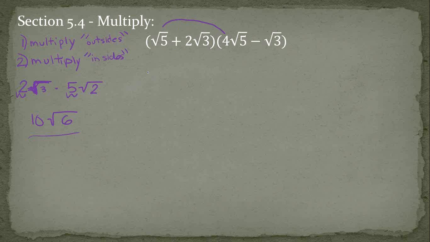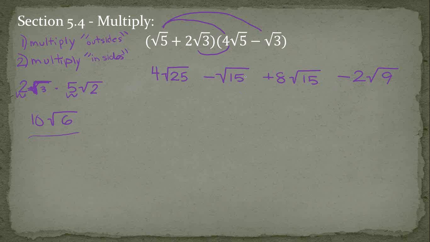So here we go. When I FOIL, I get 4, and 5 times 5 is 25. Next up on the outside, positive times a negative is negative. 5 times 3 is 15. Next up, we end up with a positive 8 radical 15, and then a minus 2 radical 9. Now, if you look at the problem, we're done multiplying.